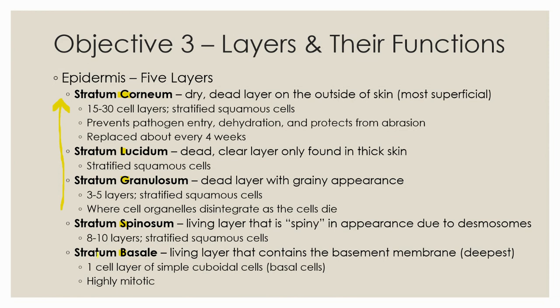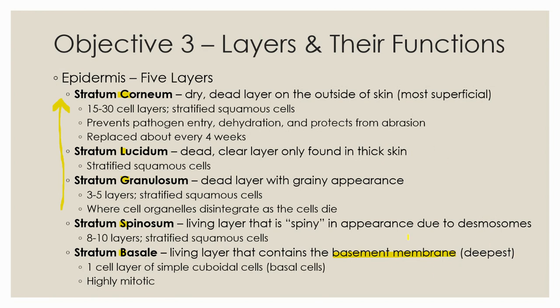And then the cells are going to be produced down here in the stratum basale. And this is the living layer that contains that basement membrane. So we're talking about epithelial tissues here. So remember, epithelial tissues have an apical surface. And so all the way up here, you're going to have the area that's exposed to the outside air. And then it's going to be attached down here at this basement membrane. So that's going to be your deepest layer of your epidermis.